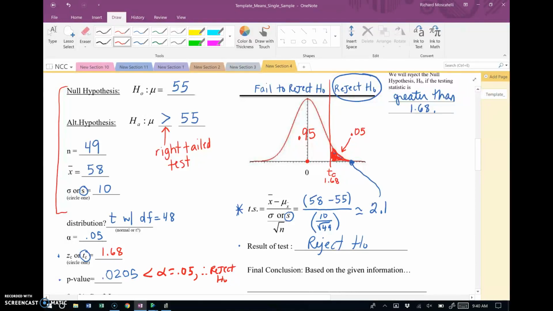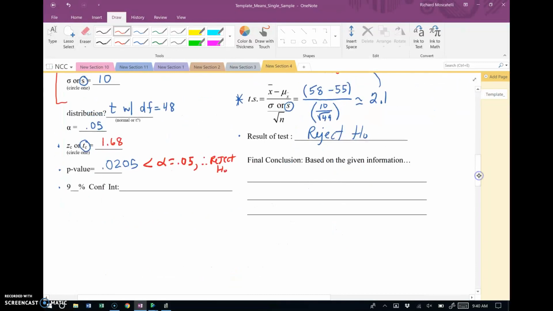All right, so now what? Well, finally, what's going on? So what I like to do is I come right next to the null and I write what we're doing. I'm rejecting this. I'm rejecting the claim that the population mean is 55 and accepting the alternative that the population mean in fact is greater than 55. All right, so now I could word my final conclusion.